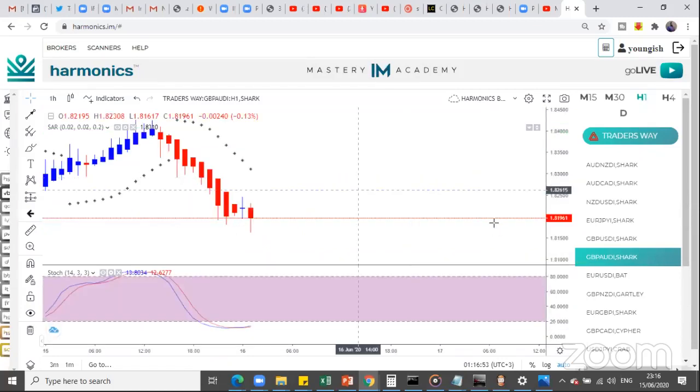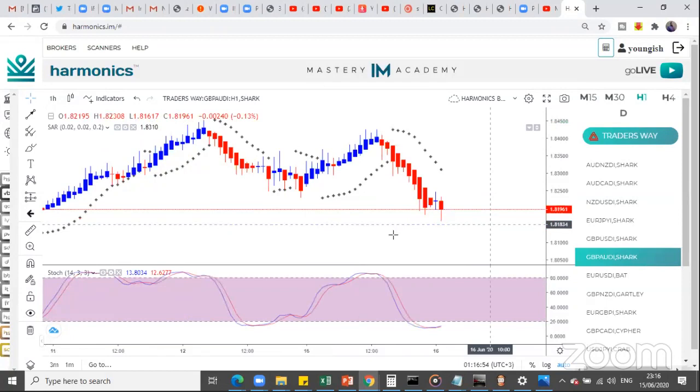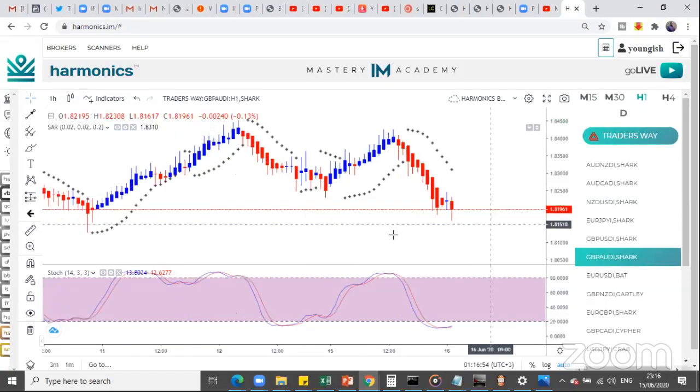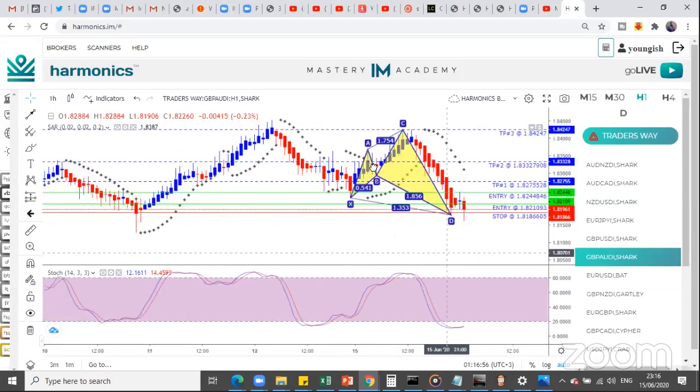Look at this. This is the first one that is calling buy. The D is here. This one is ready to cross. But the parabolic is still up. We want the parabolic to come below the candle. When it comes below the candle, then we can talk.